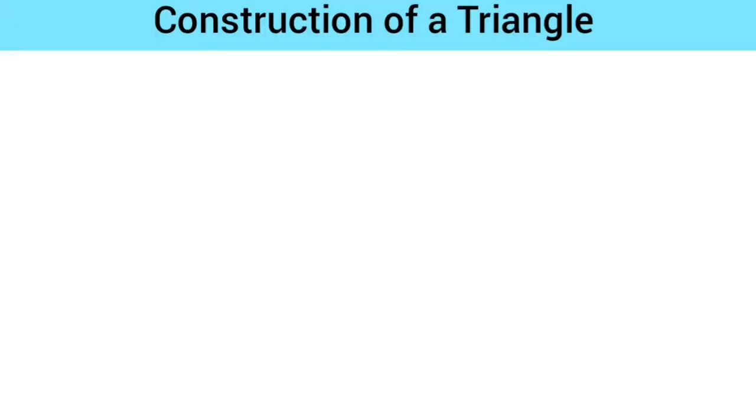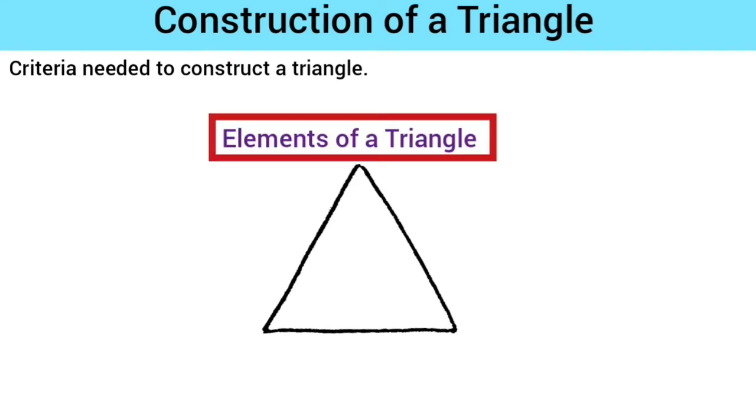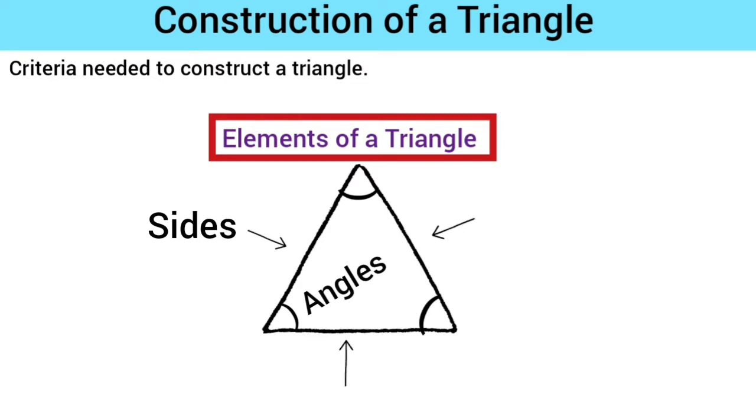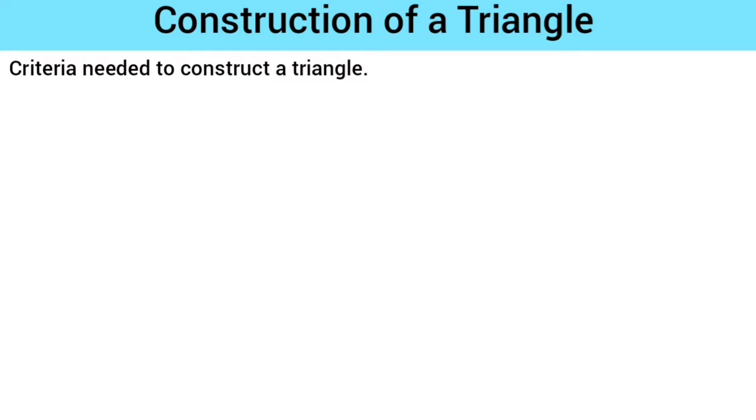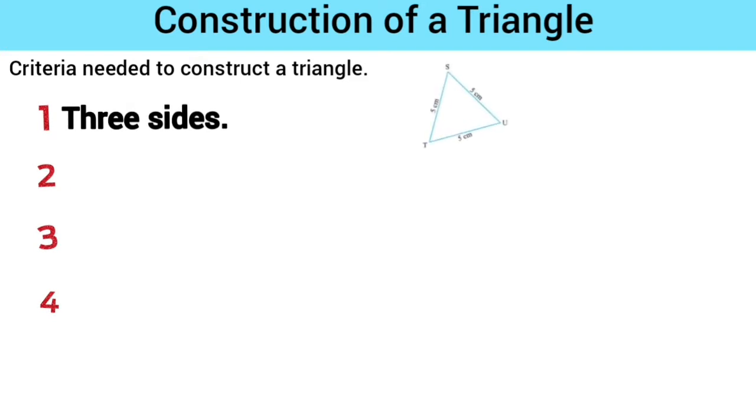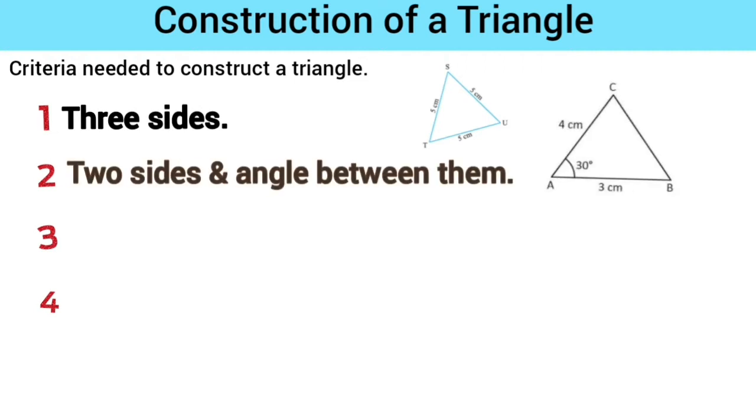Now there are certain criteria which are needed to construct a triangle. Now you want me to draw a triangle. There is a certain set of information which needs to be given to me so I can draw a triangle. Right students? If you provide me the length of the 3 sides, I can draw a triangle like this. Or the length of 2 sides and the angle between them. With that much information, we can draw a triangle.